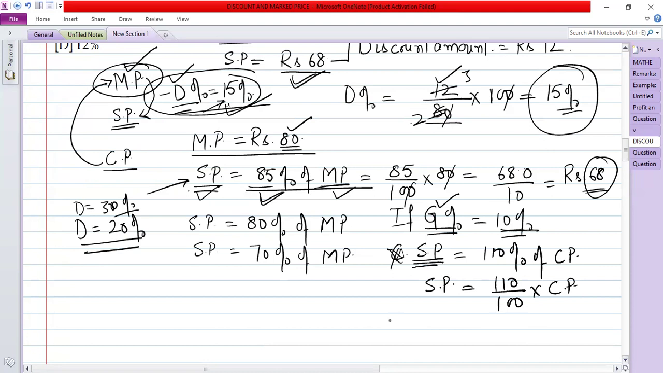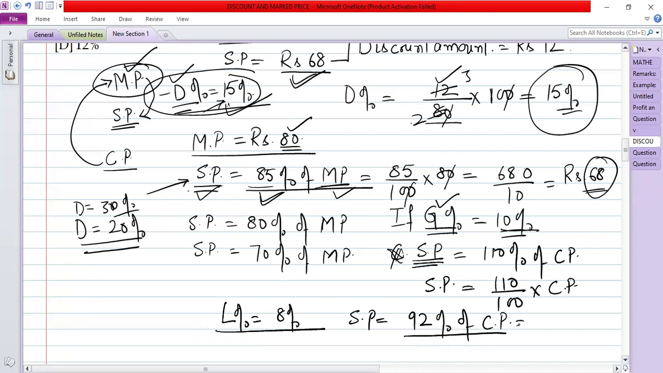And if we have a loss percent of say 8%, then selling price will be nothing but 92% of cost price. So it will be 92 by 100 into the cost price. So this concept is just like this one.